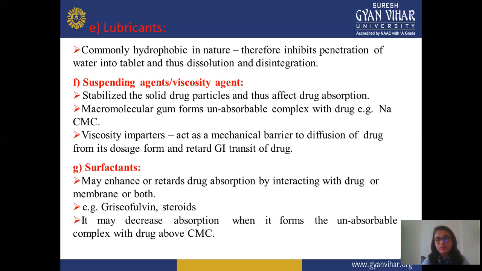above CMC. It also affects absorption rate: when you use more surfactant, above CMC, there is a chance it retards absorption rate, because a particular amount of surfactant is sufficient, but if you use more, it forms an unabsorbable complex or micelle-like structure which is not easily absorbed. This occurs mainly above the CMC, meaning critical micellar concentration, and it shows less absorption or maybe no absorption. So you should use this surfactant according to the required amount.